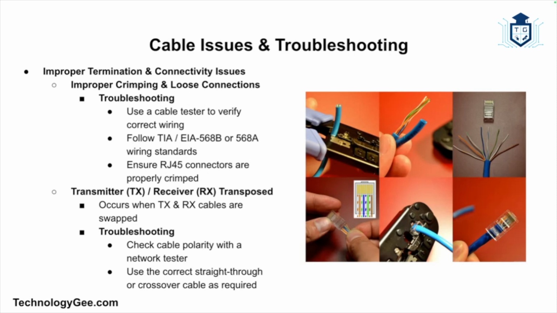All right, next let's talk about transmitter receiver transpose. This occurs when transmit and receive cables are swapped. When it comes to troubleshooting, you want to check cable polarity with a network tester, and you want to use the correct straight through or crossover cable as required.